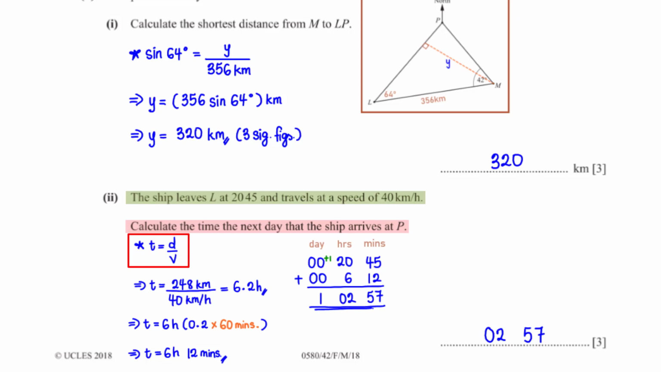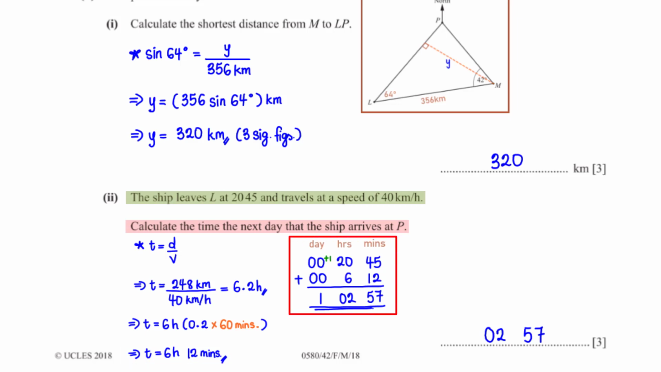The distance d between L and P is 248 kilometers, and we've been given the speed of the journey to be 40 kilometers per hour. This gives us 6.2 hours. To convert 0.2 hours to minutes, we multiply 0.2 by 60. 0.2 times 60 is 12. Now we know the time duration for the journey was 6 hours 12 minutes.